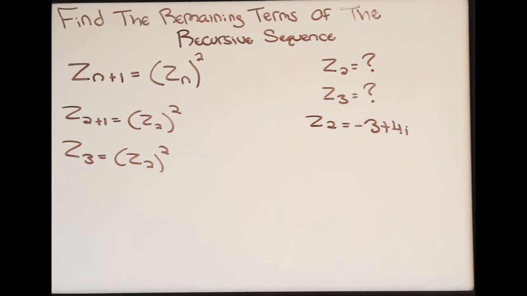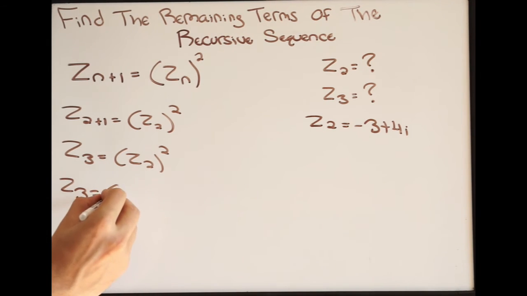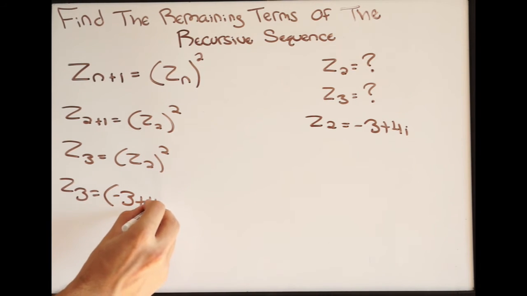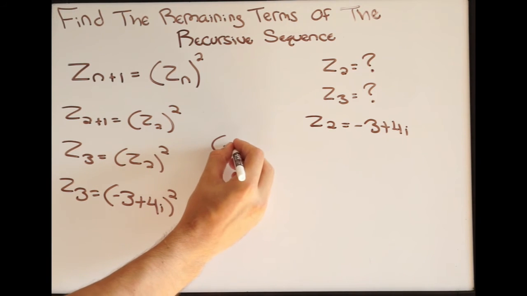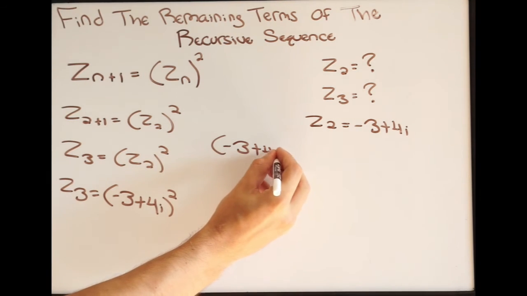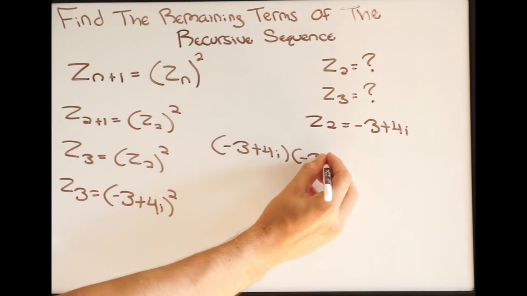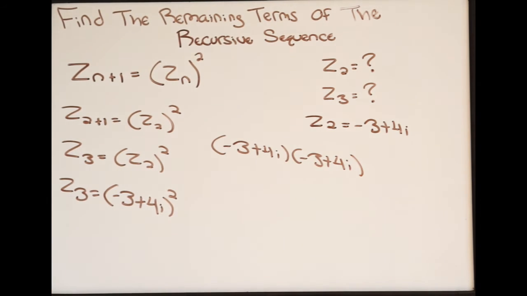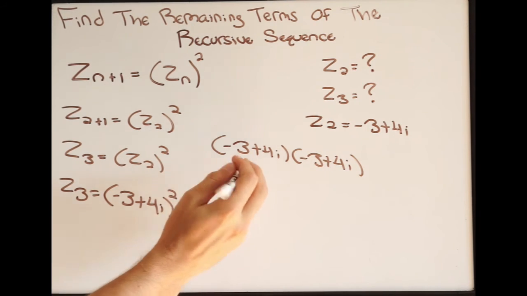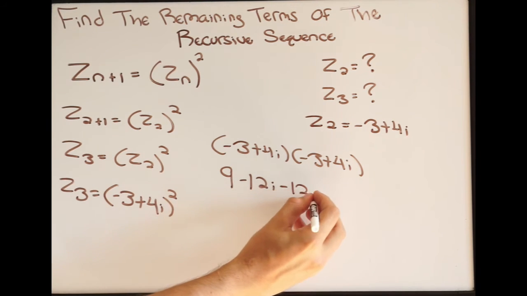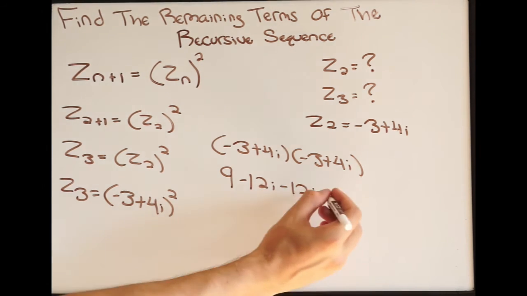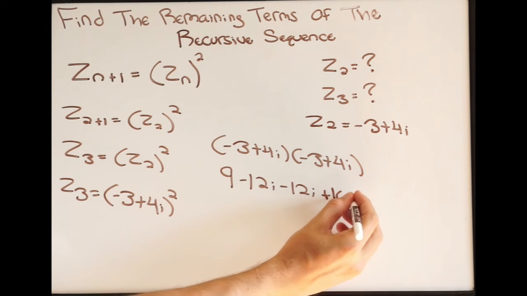And again, we have what z of 2 is. It's negative 3 plus 4i. Okay? So we're simply going to go ahead and plug that in. So z of 3 is equal to negative 3 plus 4i squared. So same thing, we're just going to go ahead and do this operation out. So we get negative 3 plus 4i times negative 3 plus 4i, right? So just doing FOIL. First, we're going to get positive 9. Outside, we get negative 12i. Inside, we get negative 12i. Right, and then last, we get positive 16i squared.